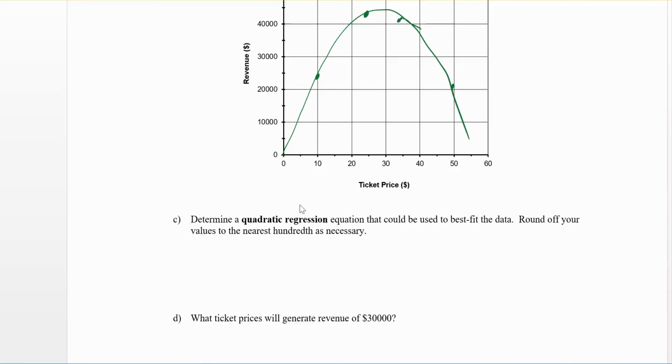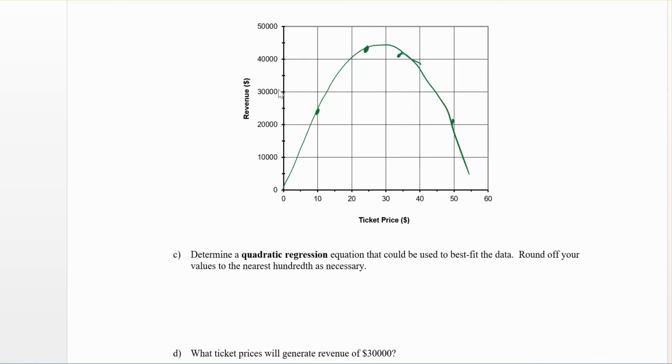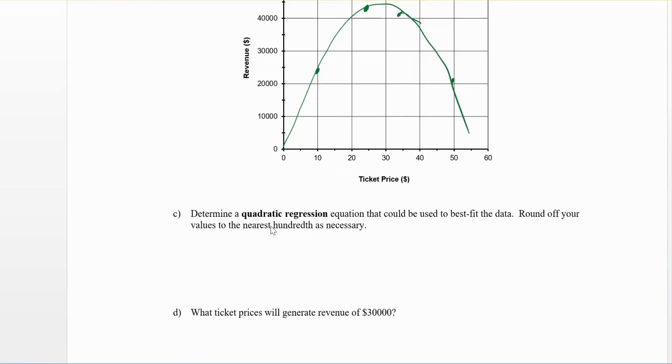And then the last question here says, what ticket prices will generate revenue of $30,000? So $30,000 up here, right? That's what it's asking for. There are 2 ways to do this. We're going to do just the easy way. We might get into it later to find the exact one, but what we're going to do is just look at our graph and line it up. So when you look at your graph, it's saying what ticket prices will generate revenue of $30,000.